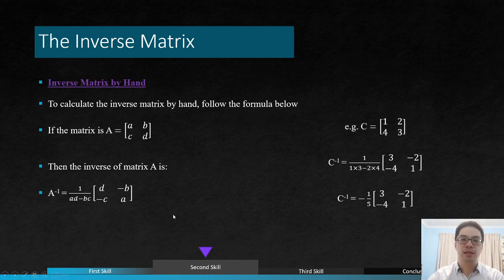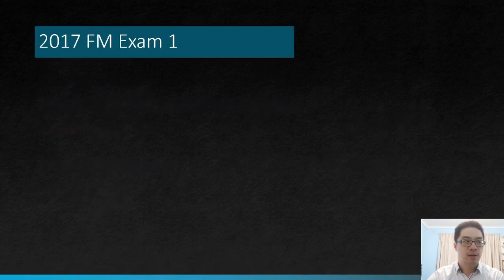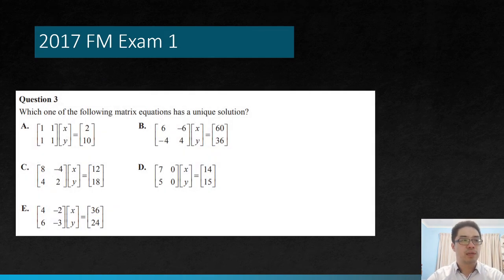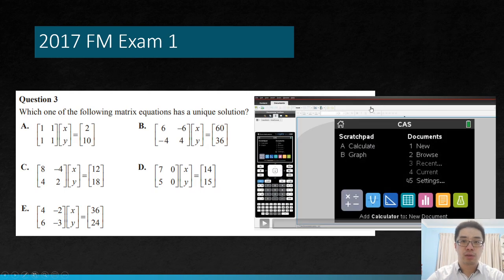Here's an example that you can have a look at. (2017) Federal Maths Exam 1. Which of the following matrices has a unique solution? So hopefully you remember a unique solution has a determinant of not 0. So we'll go through each single one of them.